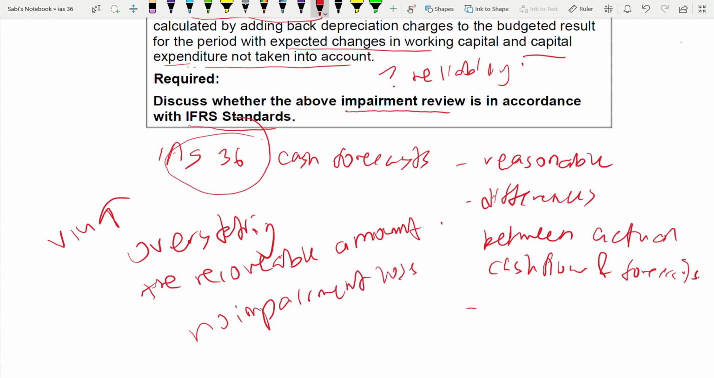So if no impairment loss, it means you are increasing your profit. By showing no impairment loss, you are artificially increasing your profit. You are manipulating your financial statements. You see, this is why you need to comply with the IFRS standards very strictly. If you don't, you are manipulating.